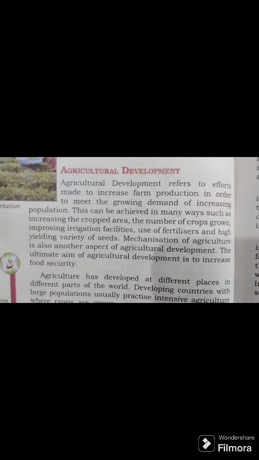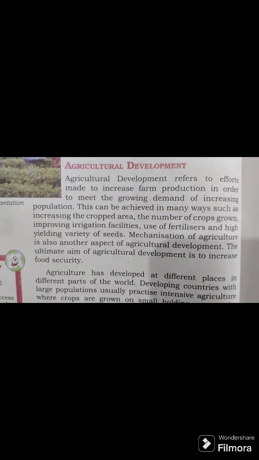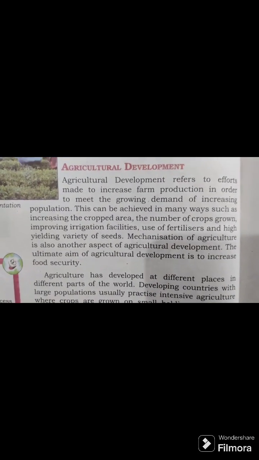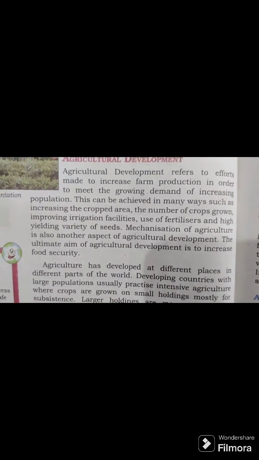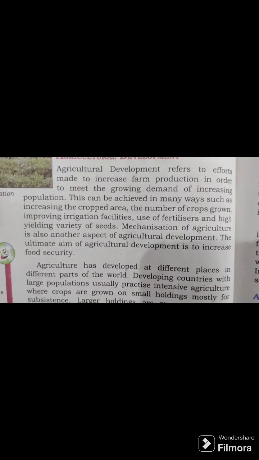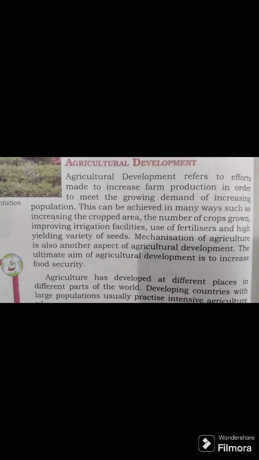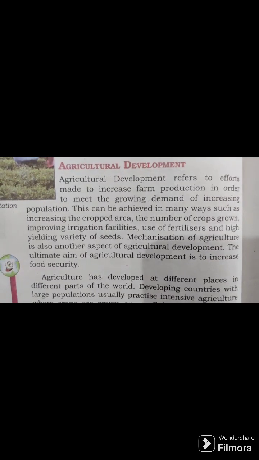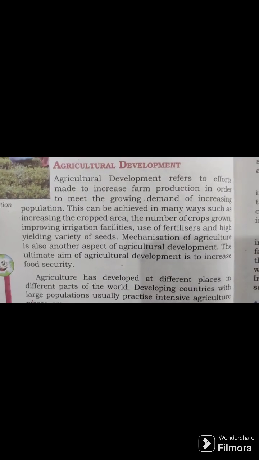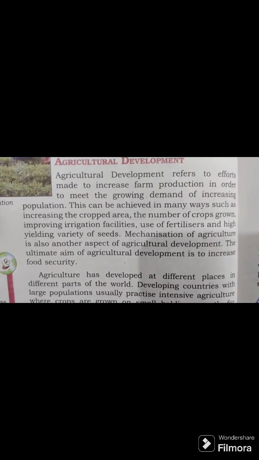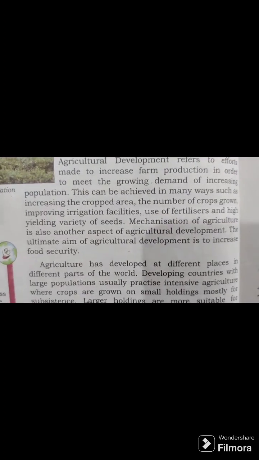Agricultural development. Agricultural development refers to efforts made to increase farm production in order to meet the growing demand of increasing population. This can be achieved in many ways, such as increasing the cropped area, the number of crops grown, improving irrigation facilities, use of fertilizers, and high yielding variety of seeds. Mechanization of agriculture is also another aspect of agricultural development. The ultimate aim of agricultural development is to increase food security.